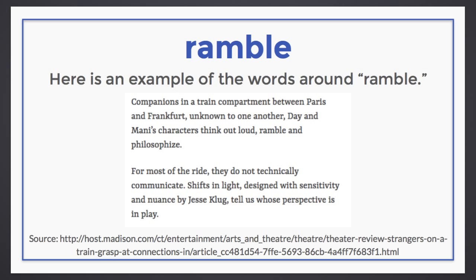And you guys tell me if you're watching on the live video, and also if you're thinking about it at home, do those words make sense to you? Think out loud, ramble, and philosophize. Do you recognize those words? Do you recognize the word communicate? Are there words in this particular paragraph that you recognize? There may be some other new vocabulary words as well, but you think about it. So just take note of what words are happening around this particular word.